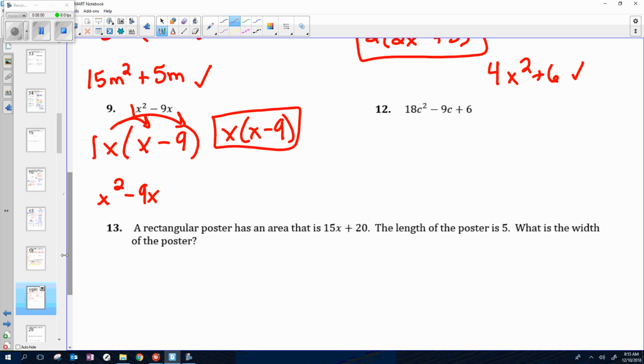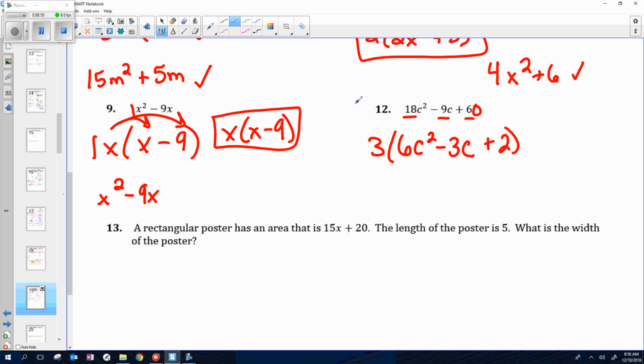For question 12, 18c squared minus 9c plus 6, I'm looking at something that goes into 18, 9, and 6. That highest factor, well, 3 goes into 18, 3 goes into 9, and 3 goes into 6. So I believe 3 would be that common factor. I have a c squared, a c, but then no variable over here, so that means I can't take anything else out. So that means I am left with 6c squared, minus 9 divided by 3 gives me a minus 3c, and 6 divided by 3 leaves me with a plus 2.